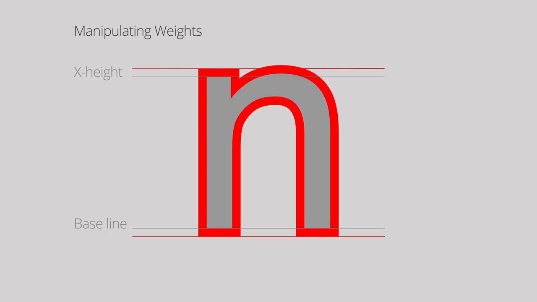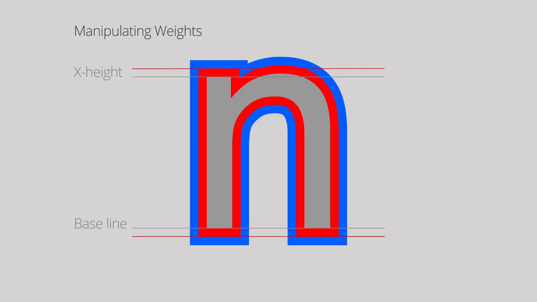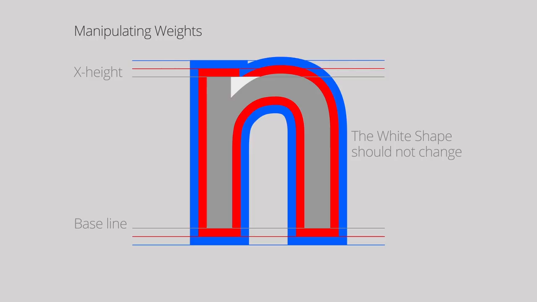Generally speaking, when you change the weight of a type or you make it heavier, you don't want to change the height. In this example, we've added even more weight to the character, but we can see that in addition to adding more height to the character, we're also modifying the original DNA. And the fact that this white space, this beautiful white shape where the branch of the N merges into the stem, is moving further up and up and up until at some point it will practically disappear.